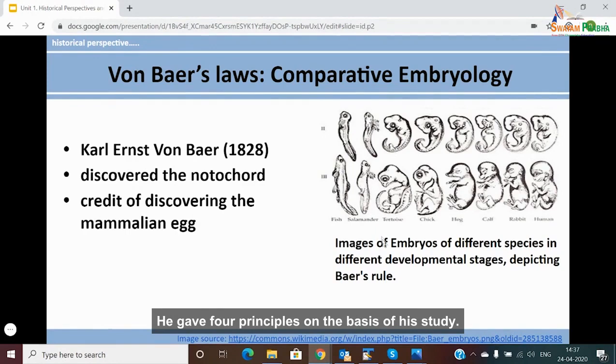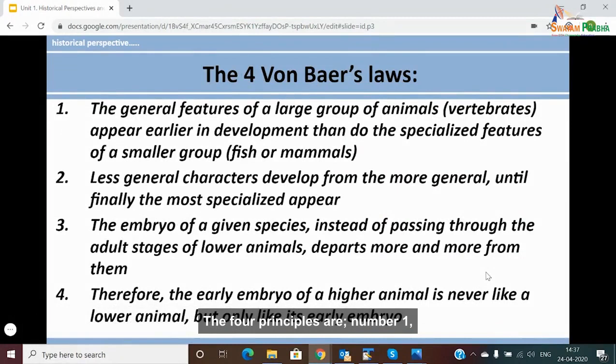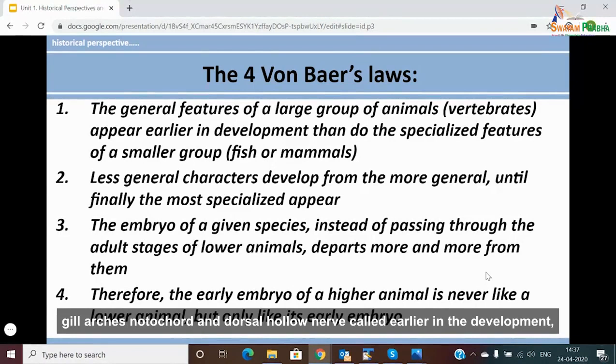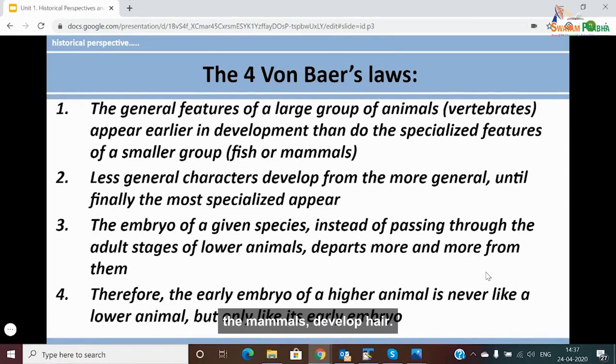The four principles are, number one, the general features of a large group of animals appear earlier in development than do the specialized features of a smaller group. So students, here we can say, like, all vertebrate embryos have gill arches, notochord and dorsal hollow nerve cord earlier in their development. But later on, the fishes develop scales, the mammals develop hair.